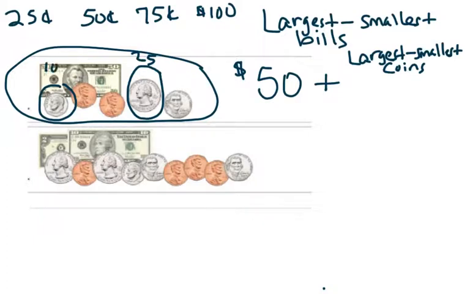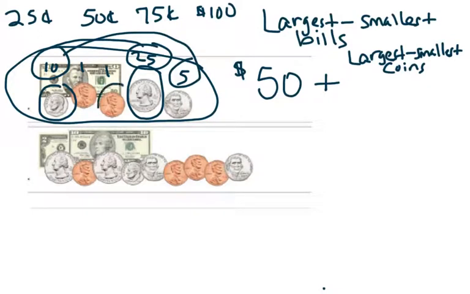So I got my dime here, and there's a nickel. So I'm going to start with my biggest coin personally, and we're going to do 25 cents. 10 more would make 35. 5 more would make 40, 41, 42. So I have 42 cents. So the total here is $50.42.